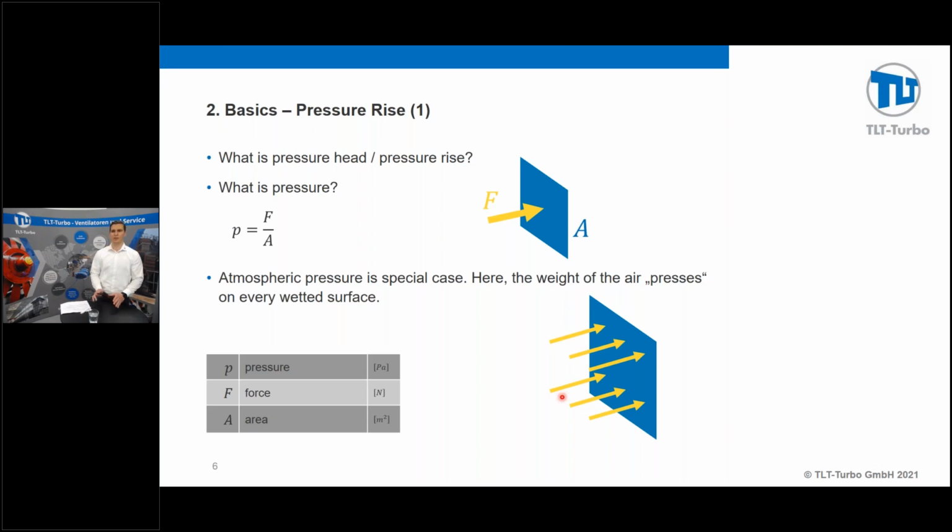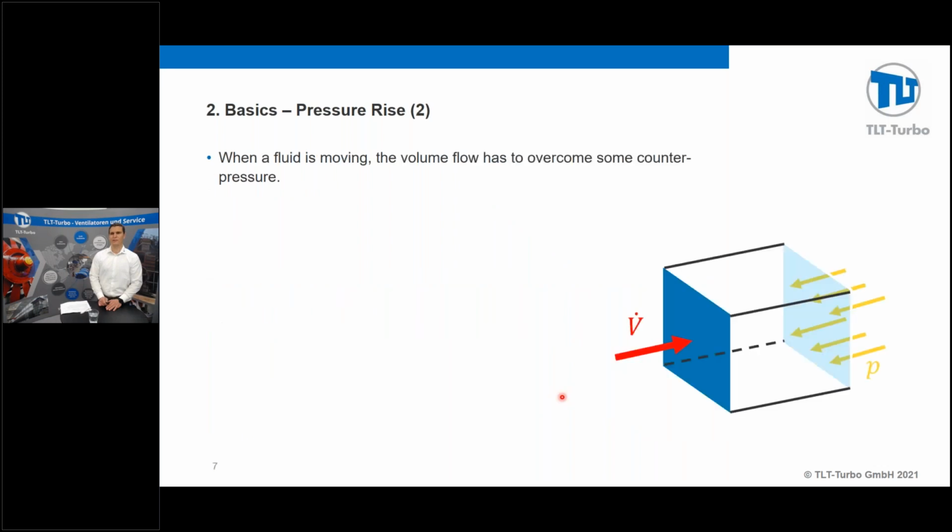So the atmospheric pressure is basically the weight of the air pressing on every wetted surface, so on my body, on the desk, everywhere. And I think you also know the typical value for atmospheric pressure at sea level. That's around 100,000 Pascal or 1 bar, if you would like to have another unit. Okay, so that's pressure. Now coming back to the fan.